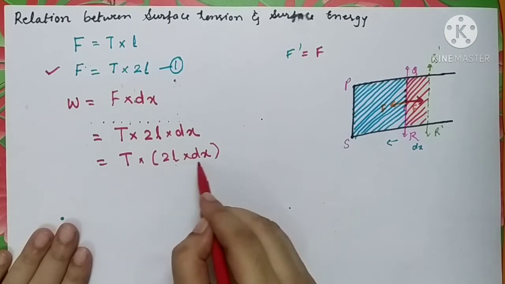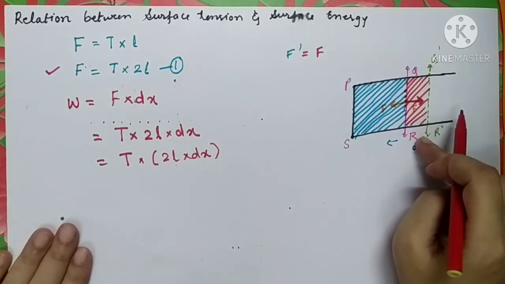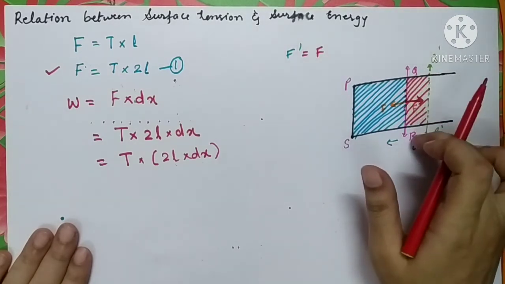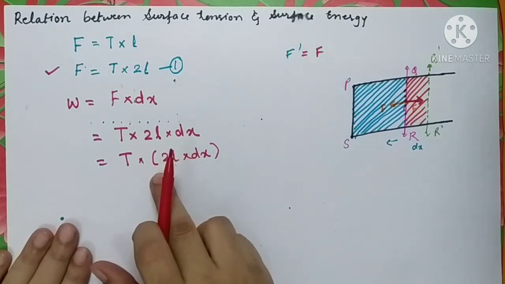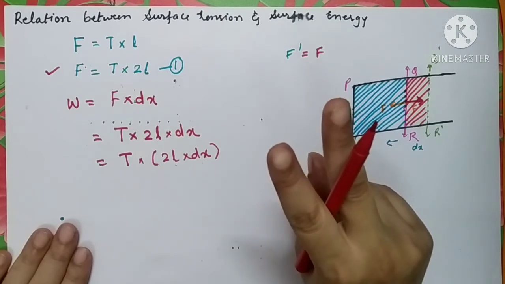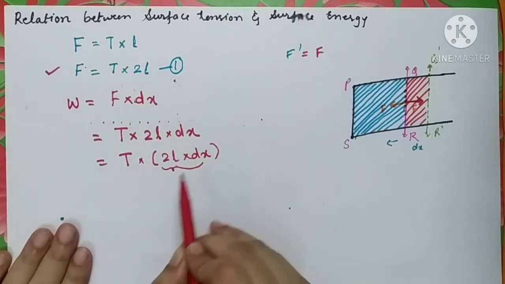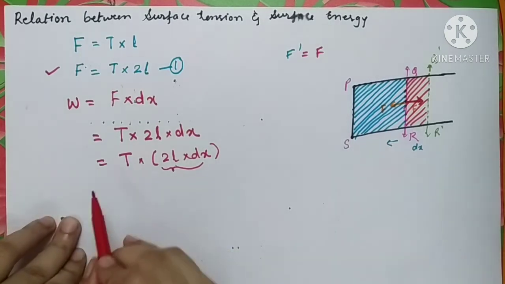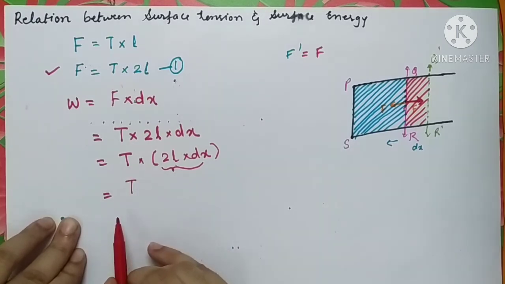What is this L into dx? L into dx is the area of the increased rectangular frame. And why does the factor 2 appear over here? Because two soap films have been created over here. So you can say that 2L into dx is representing the increased area of a soap film.